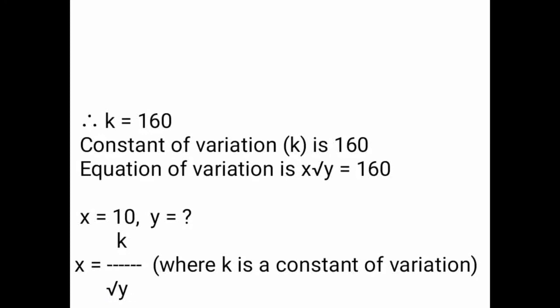Now you have to substitute the value of x is equal to 10. In place of x you have to write 10. You also have to substitute the value of k, the constant of variation, which you already got: k is equal to 160. So in place of x take 10, in place of k take 160, and write square root of y as it is, because you have to find the value of y. That is 10 is equal to 160 upon square root of y.